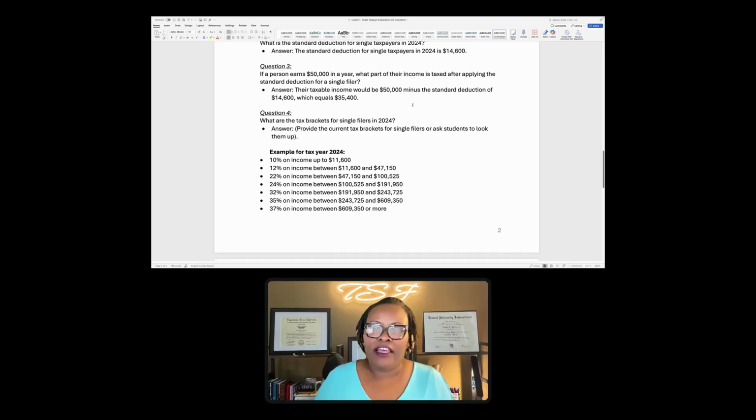If a person earns $50,000 in a year, what part of their income is taxed after applying the standard deduction for a single filer? The answer is that their taxable income would be $50,000 minus that standard deduction amount of $14,600. Therefore, the taxable income would be $35,400. In simple terms, the amount of money that you made out of that $50,000 that would be taxable to you as a taxpayer would only be that $35,400, not the $50,000, because you get that standard deduction.